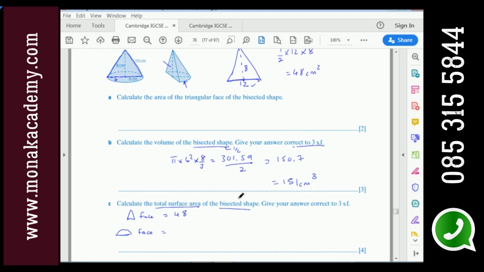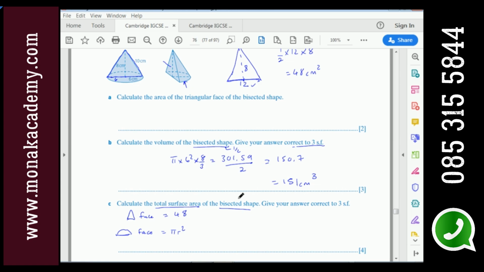What is the area of a circle? Pi radius squared. Do you see why I'm saying this one you should know it? Because it's so simple. It's just pi radius squared. Can you forget that? With more practice, you will not forget it.